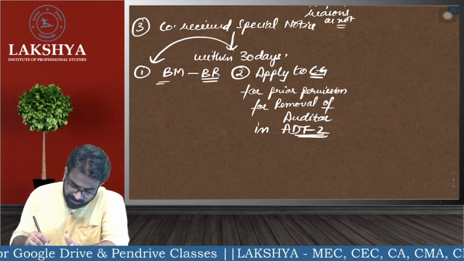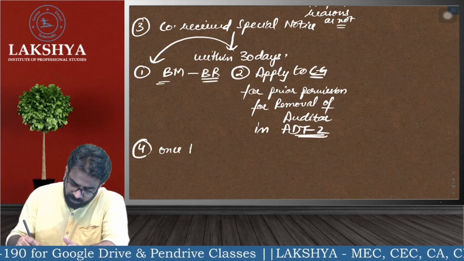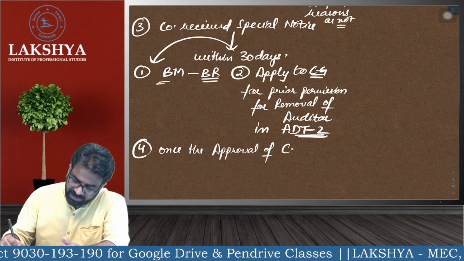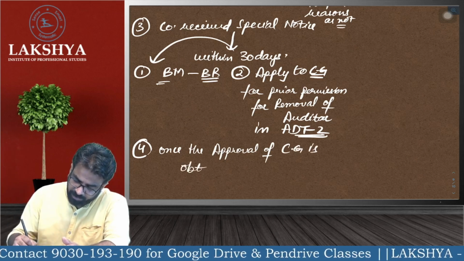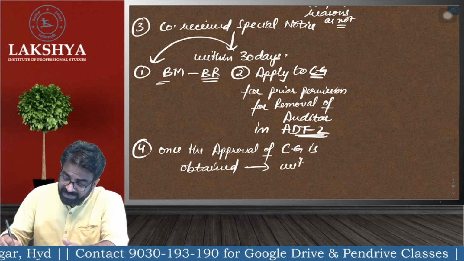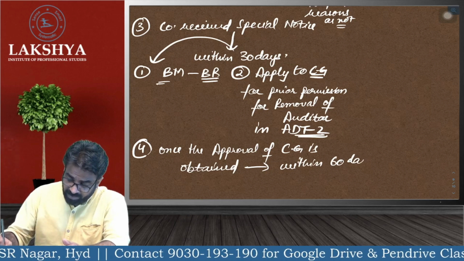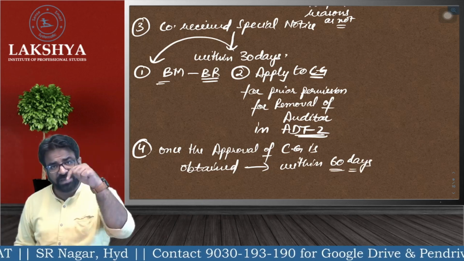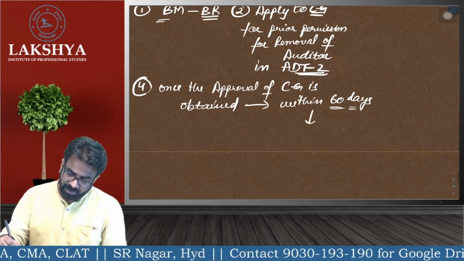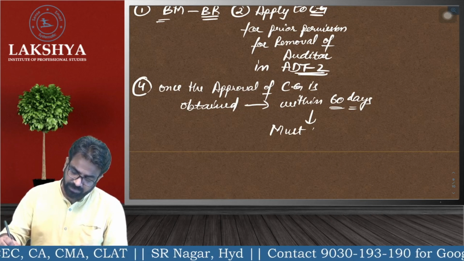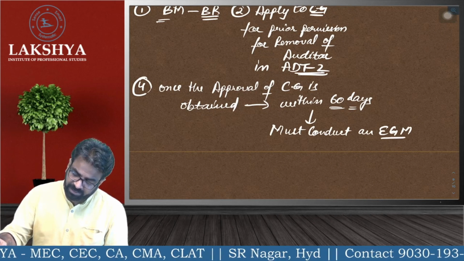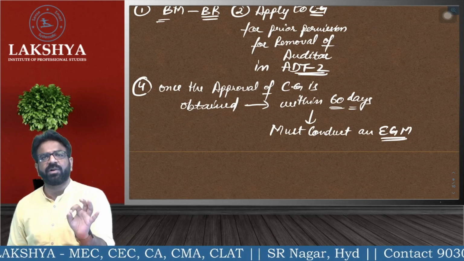Now, point number 4, once the approval of the central government is obtained, then what will happen? Within 60 days from the date you got the approval from the central government in ADT2, within 60 days, the company must conduct an EGM. What will the company conduct? Extraordinary General Body Meeting.